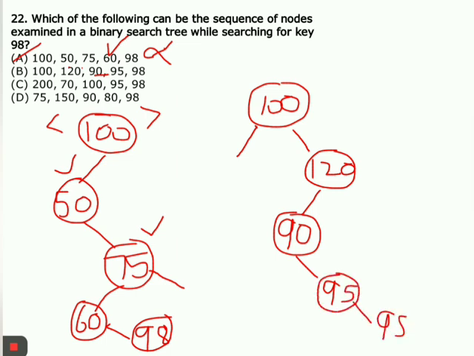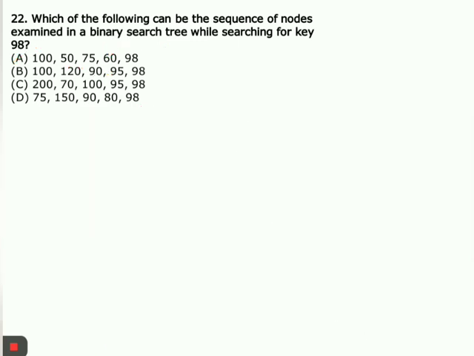Which is the incorrect formation here. 98 must be available on the left side of the 100, but here it shouldn't be available. So option B is also not correct. Right. So next let us check option C.